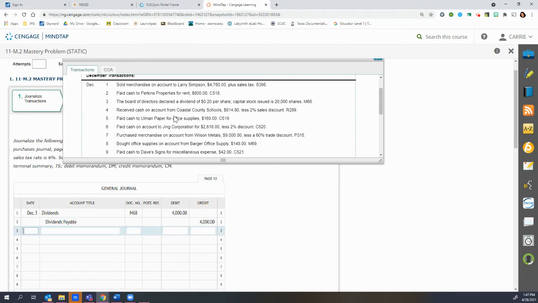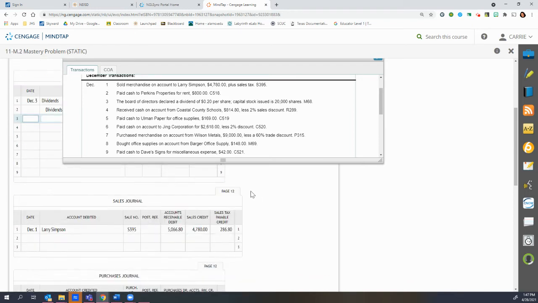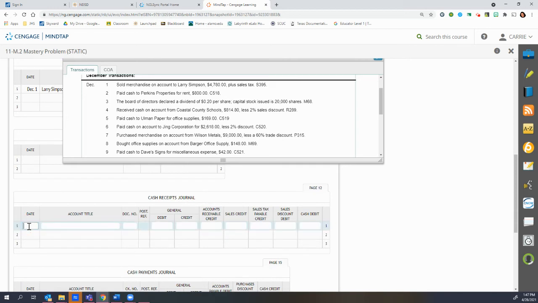And then we received cash on account from the Coastal County Schools. So we received cash. So it's cash payments journal right here. And it is December the 4th. I have to do a sales discount too. It's like they're trying to make everything way harder. Okay, Coastal. Do they have the drop down? Oh no, darn it. I thought they were going to make it easy for us. And then document number is R289.